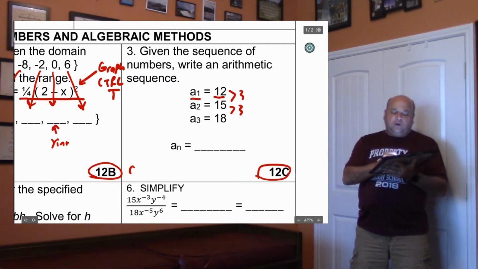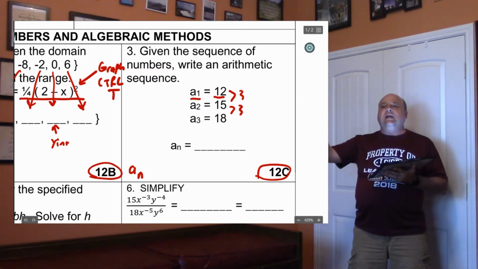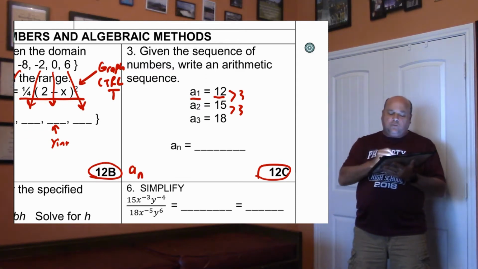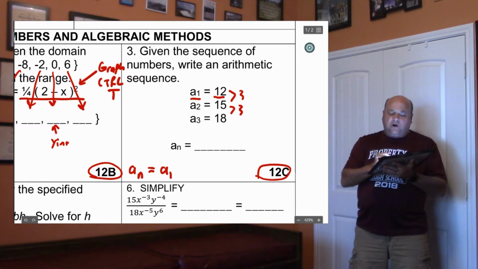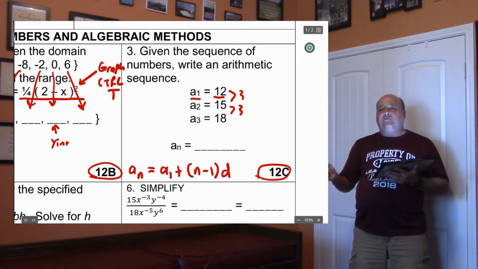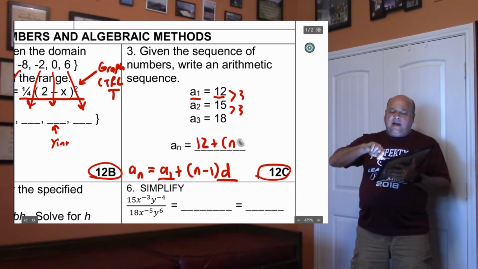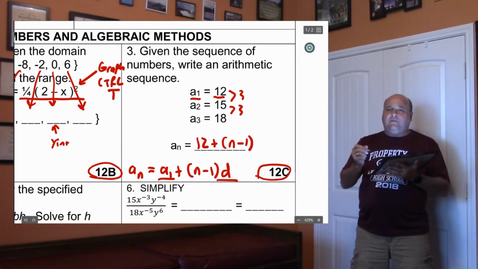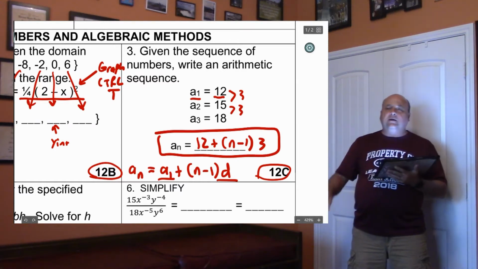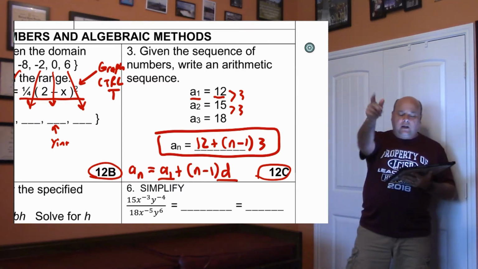So the formula for a sequence is a_n, where n stands for what number in the sequence you want, equals the first term plus n minus 1 times the common difference. So all we need to do is replace this number and this number. So I'm going to have a_n equals, my first term is 12, plus the n minus 1, and I will show you when we teach this why you have the n minus 1, and the common difference is 3. That's all you got to know. Piece of cake. Let's keep going.